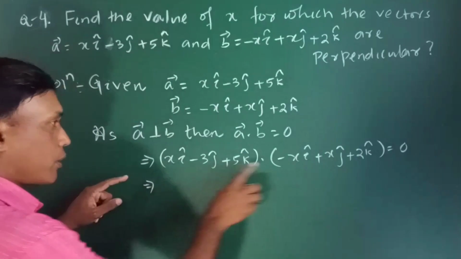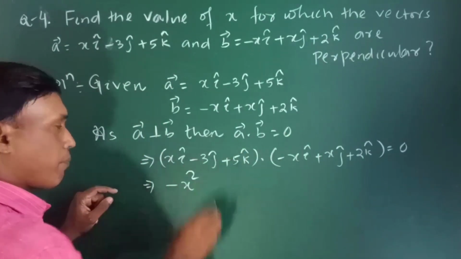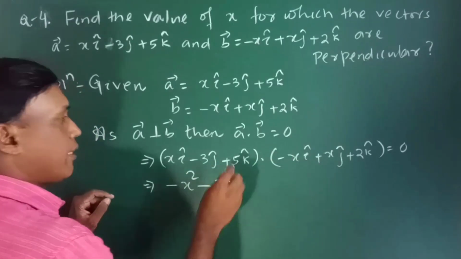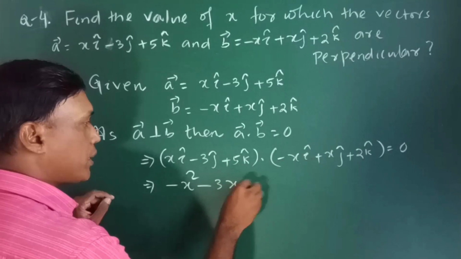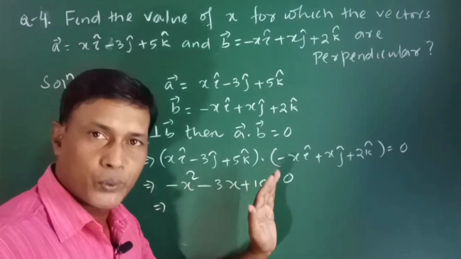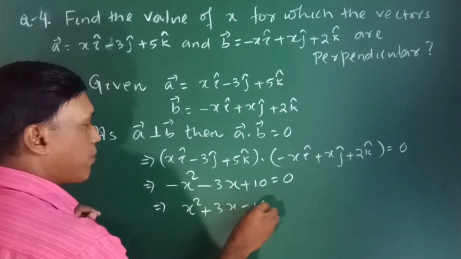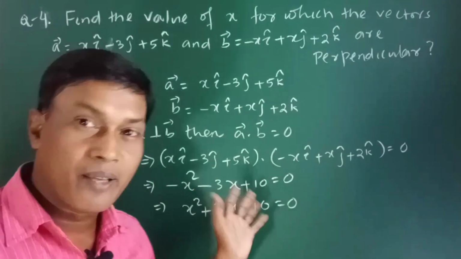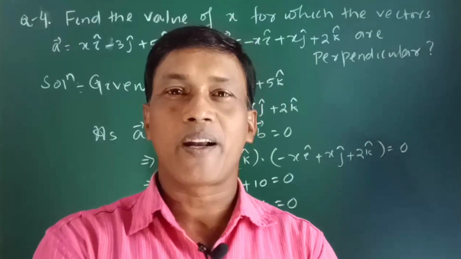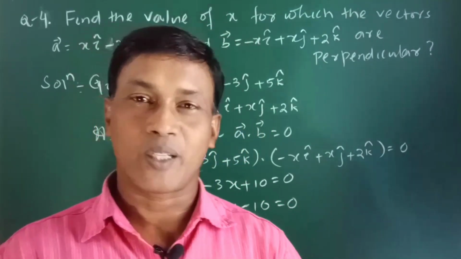So the dot product of these two vectors is x into minus x, which is minus x square, minus 3 into x is minus 3x, and here 5 into 2 is 10, equal to 0. Simply multiply minus 1 on both sides. You get x square plus 3x minus 10 is equal to 0, and this is a simple quadratic equation. You have solved many quadratic equations in high school, in 10th, 9th also.